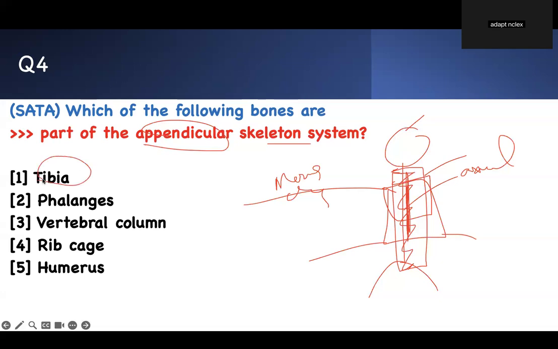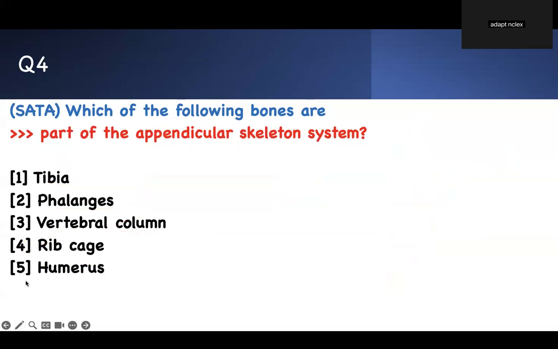Your tibia is part of your leg. It will let you move. Your phalanges are part of your fingers. It will let you move. The vertebra is in the center. Even though you can bend, it does not help with movement. Your rib cage does not help with movement. Humerus is the bone in the upper arm that helps with movement. So tibia, phalanges, and humerus are the appendicular system, while vertebral column and rib cage are the axial system. You see how you can master them easily.